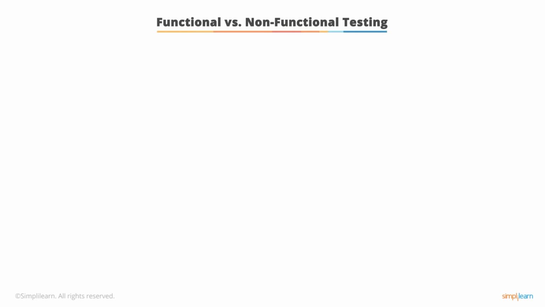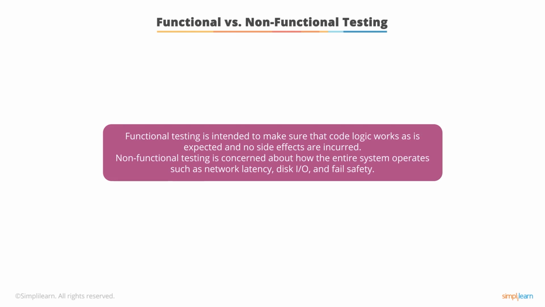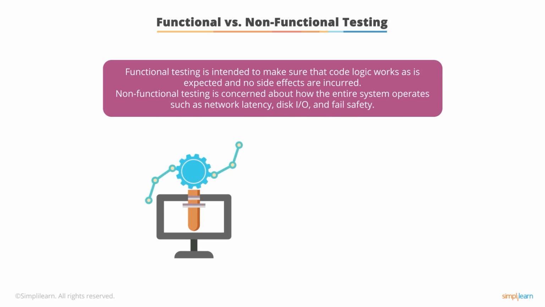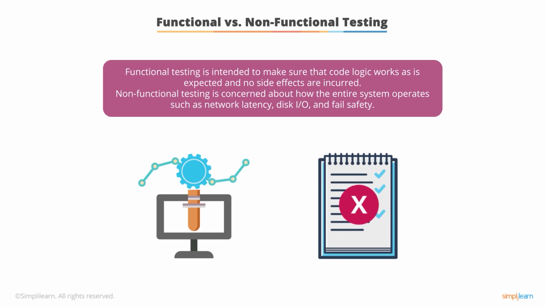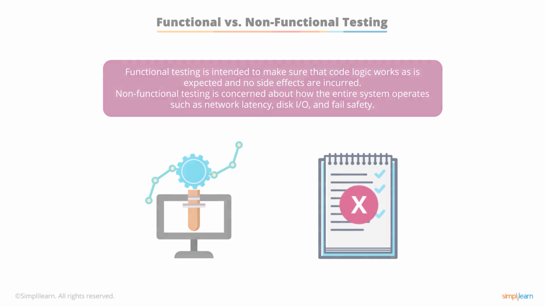Functional versus non-functional testing. Functional testing is intended to make sure that code logic works as expected, that no side effects are incurred. Functional testing is about ensuring that code behaves according to requirements. Non-functional testing occurs at the system level. Non-functional testing is concerned about how the entire system works. For example, non-functional testing is concerned with network latency, disk I/O, and fail safety.